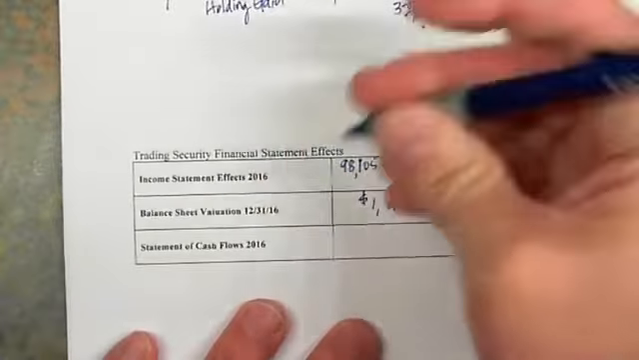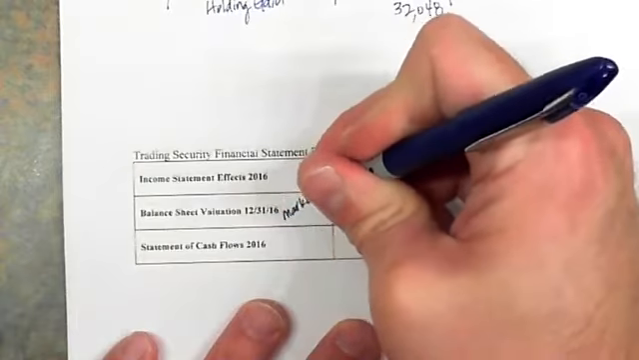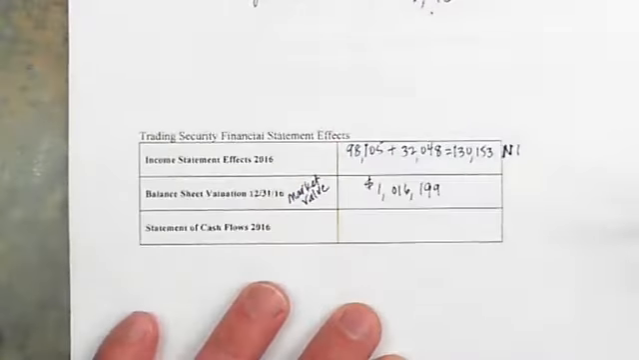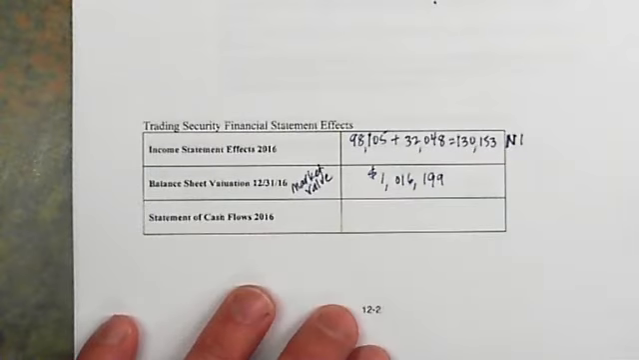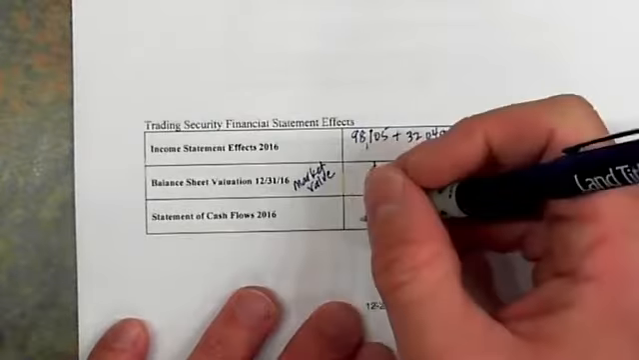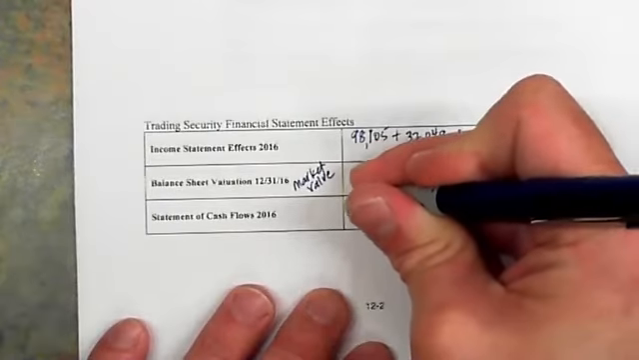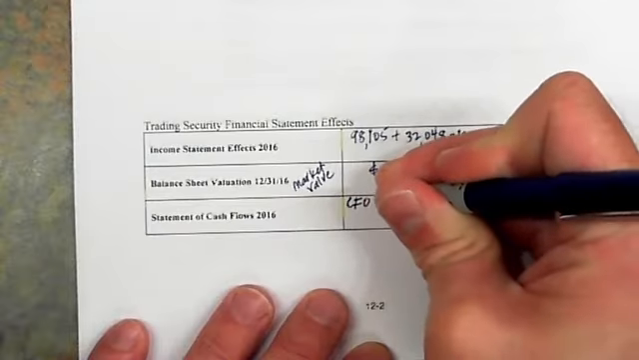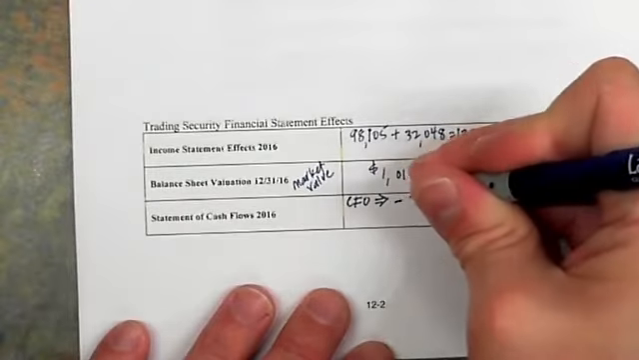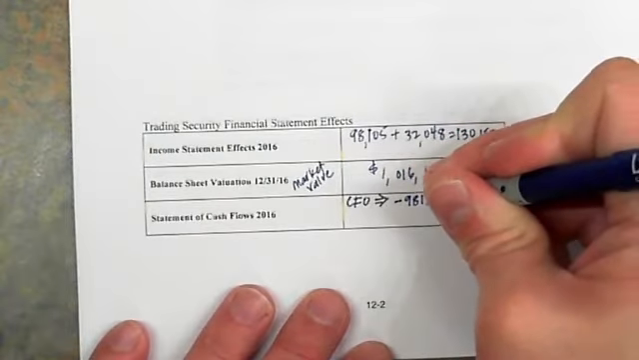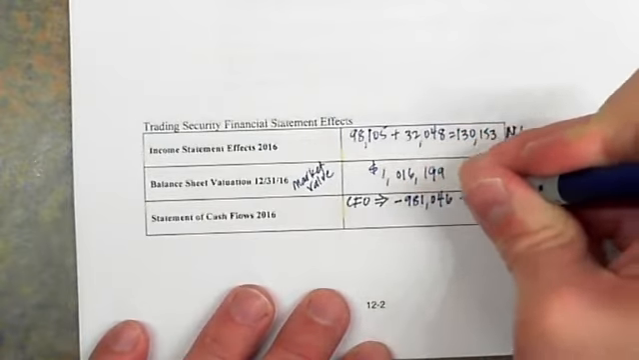The balance sheet valuation is going to be $1,016,199. Remember, we want the balance sheet to be at the market value of the investment because, again, it's a trading security. The statement of cash flow impacts. Now, there's a few for trading securities. The first one, the primary one, if you will, would be an effect to our cash flow from operating activities. It would have resulted from the purchase of this investment, which would be a $981,046 outflow for purchase. That represents the purchase of this investment.